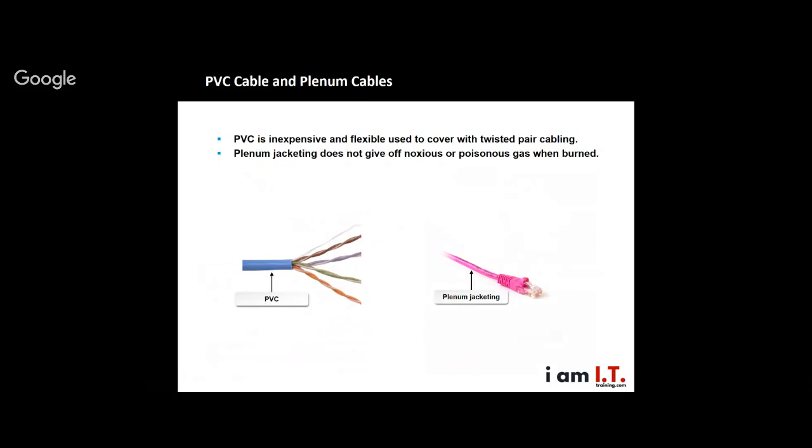So newer buildings have the requirement to use plenum, especially when we're going through ceilings or structural differences and any space that has ducting in it. So suspended ceilings or structural ceilings, if we have raised floors or fire break walls, it is a requirement now to use plenum cabling. And it's a special type of jacket or outside of the cable per se that doesn't give off any noxious or poisonous gases when it burns. So it's a much, much safer option.